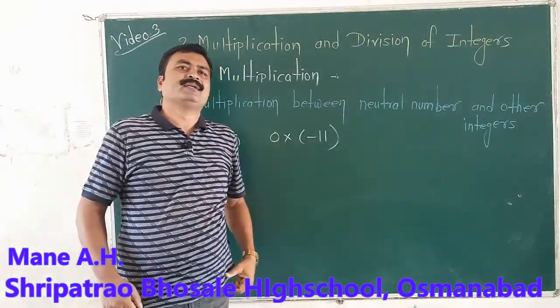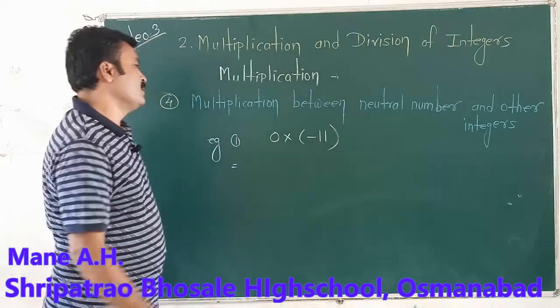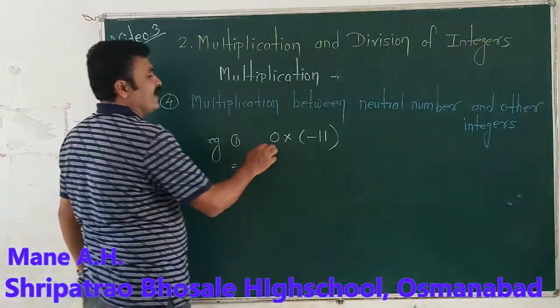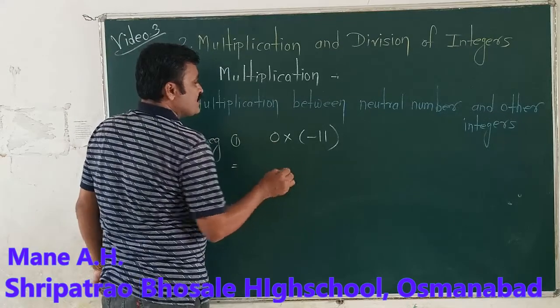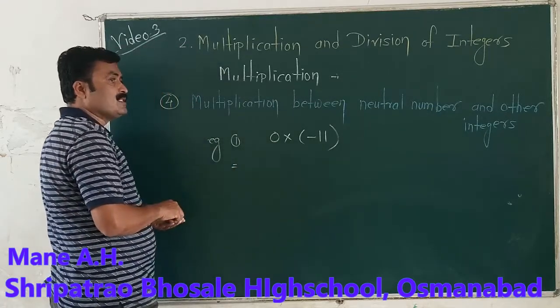तोच नियम या ठिकाणी आपण वापरणार आहोत. So 0 into -11, that we get always 0. But how is it possible?